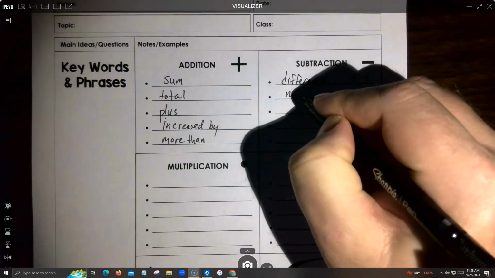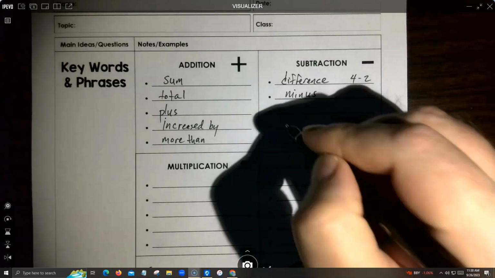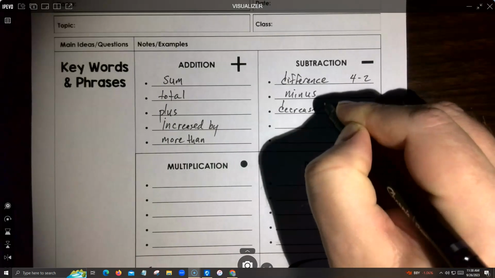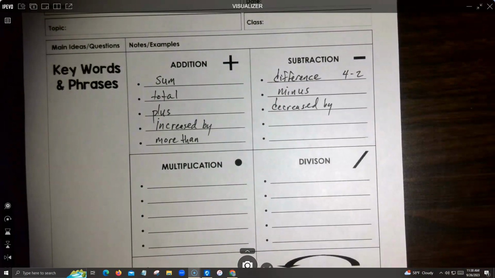And minus, that's an easy one. 4 minus 2, we know we need to subtract. Decreased by, that's a key one. 4 decreased by 2. We need to subtract.